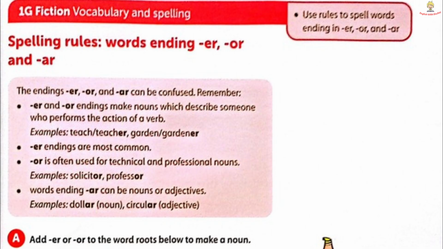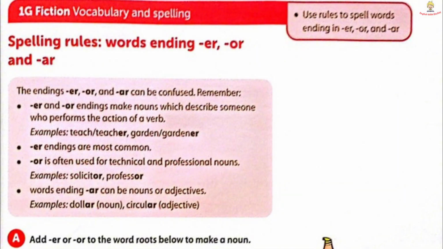Spelling rules, word endings er, or and ar. So here we learn how to use er, or and ar. So these are also suffixes. The endings er, or and ar can be confused. So these words can confuse you. Remember, the first rule is er and or endings make nouns which describe someone who performs the action of a verb. So the endings er and or we use with verb action words and make that verb a noun.